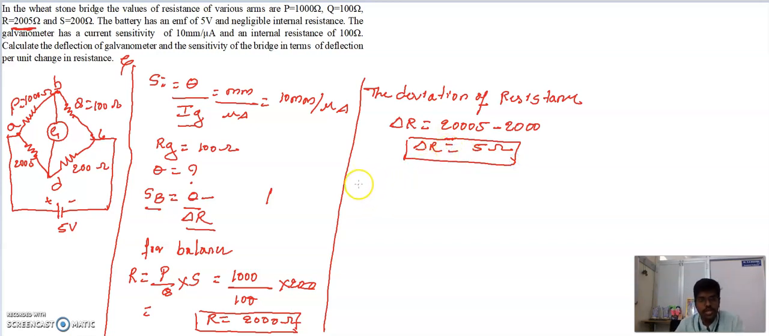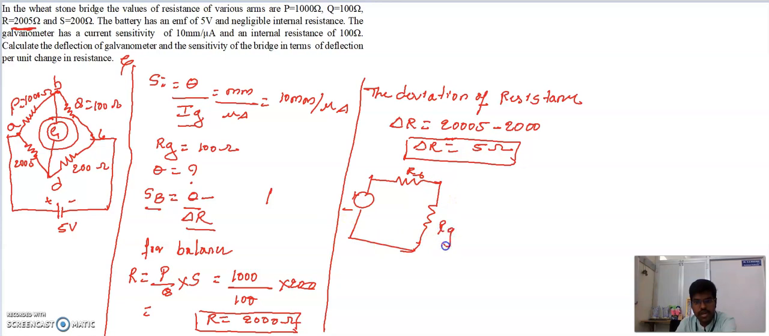Next, once the bridge is unbalanced, for the 2005 ohm resistance we get the Thevenin's voltage across the galvanometer and the equivalent resistance of that Thevenin circuit. In the last class this was represented as E naught in series with R naught, and the galvanometer resistance Rg. This we need to find. Once you get this circuit, the galvanometer current can be calculated. First we'll find the value of E naught.